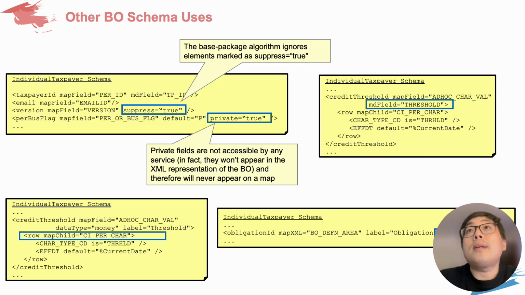Now on the right hand side, I can see this empty field, which is threshold. Now this one is a bit different because it is mapped to a child table, where the child table is CI underscore per char. And the characteristic is THRHLD, which is probably threshold, and it's stored in the ad hoc char val.